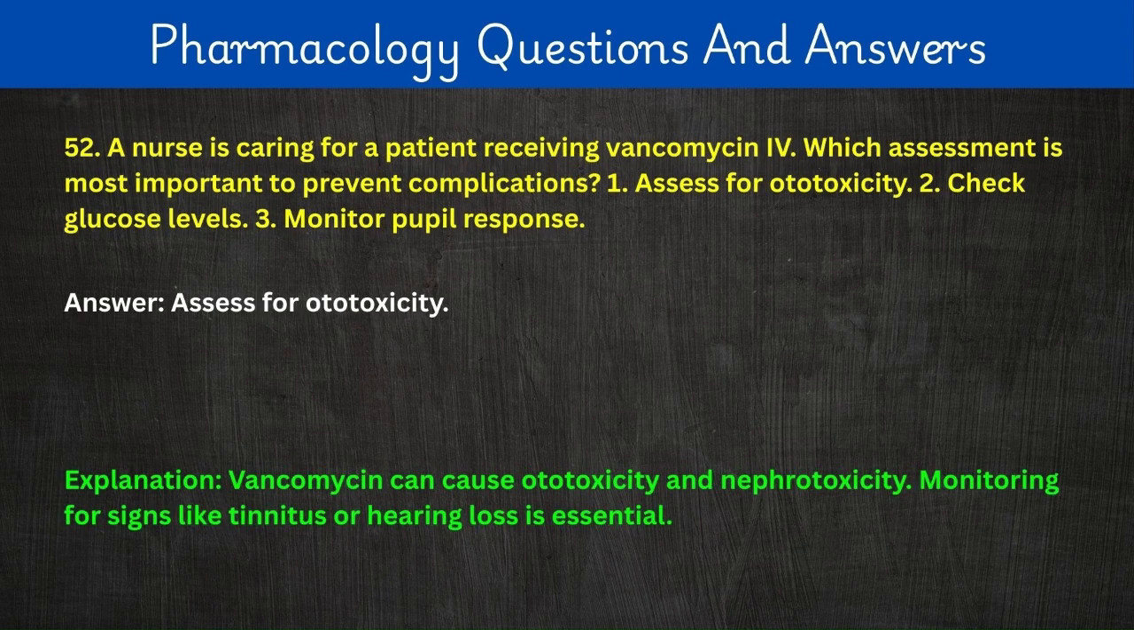52. A nurse is caring for a patient receiving vancomycin. Which assessment is most important to prevent complications? 1. Assess for ototoxicity. 2. Check glucose levels. 3. Monitor pupil response. Answer: assess for ototoxicity. Explanation: vancomycin can cause ototoxicity and nephrotoxicity. Monitoring for signs like tinnitus or hearing loss is essential.